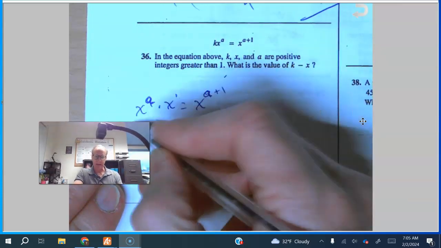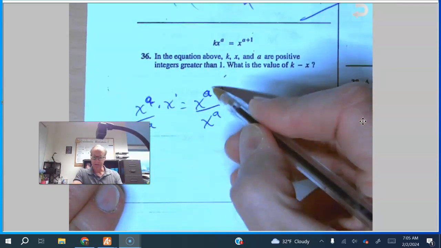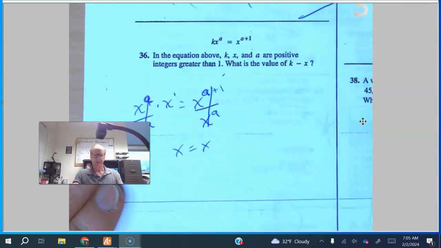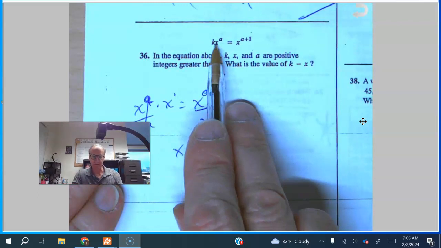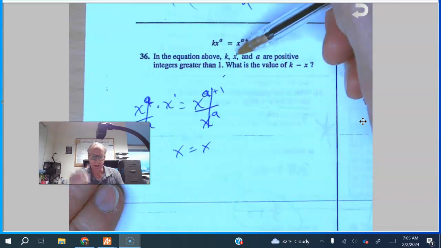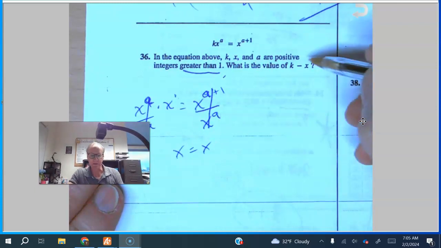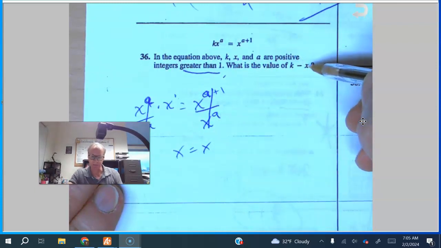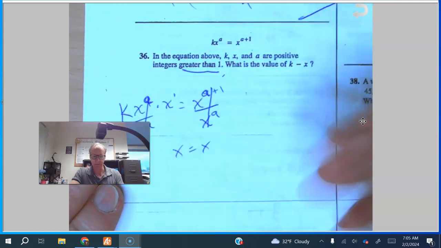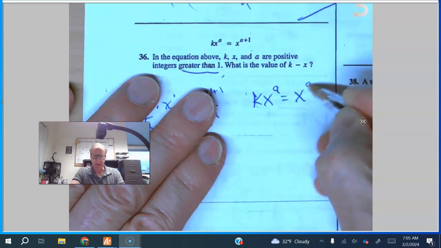And if I divide by x to the a on both sides, notice what happens. These cancel out, and I just get an x. X equals x, in other words. So it says kx to the a equals x to the a plus 1. Okay, in the equation above, x, k, and a are positive integers bigger than 1. What is the value of k minus x? Well, if I take k, well, let me put it over here, kx to the a, and it's equal to x to the a plus 1.